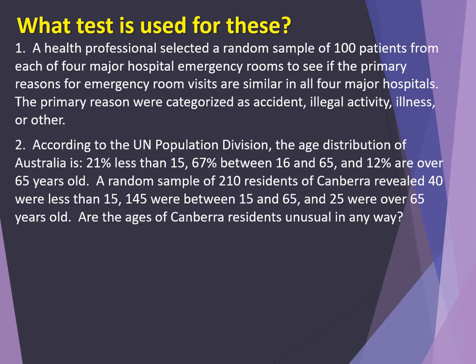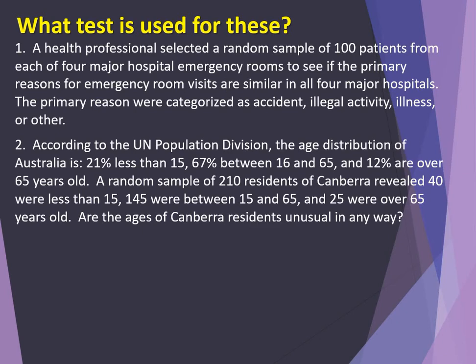This here, though, what's different about this? Does this match what we've been talking about? No. What kind of data do I have here? We have categorical, but it's not a success or failure, right? It's not an either you passed or you failed. It's categorical, but I have accident, illegal activities, illness, or other. So this is different.